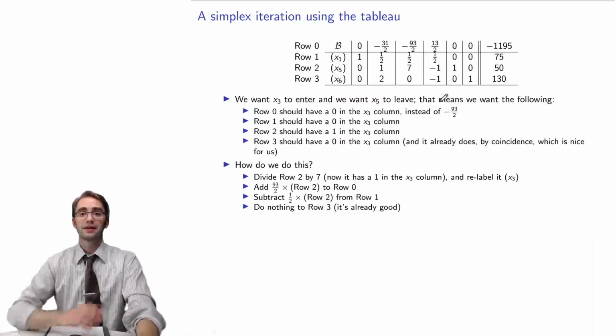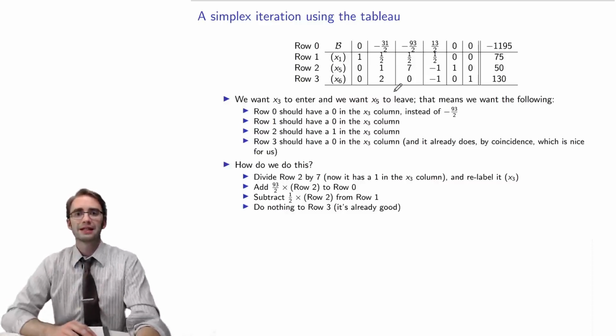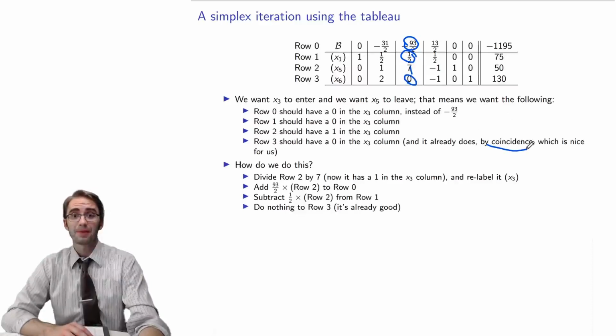So let's look at the linear algebra here. I want x3 to enter, and x5 has to leave. So what needs to happen? Row 0 should have a 0 in the x3 column. So I want a 0 over here, just like I put the x in there before. And there should be a 0 over here, and there should be a 1 over here, and there needs to be a 0 down here where there already happens to be one by coincidence, and we're happy about that.